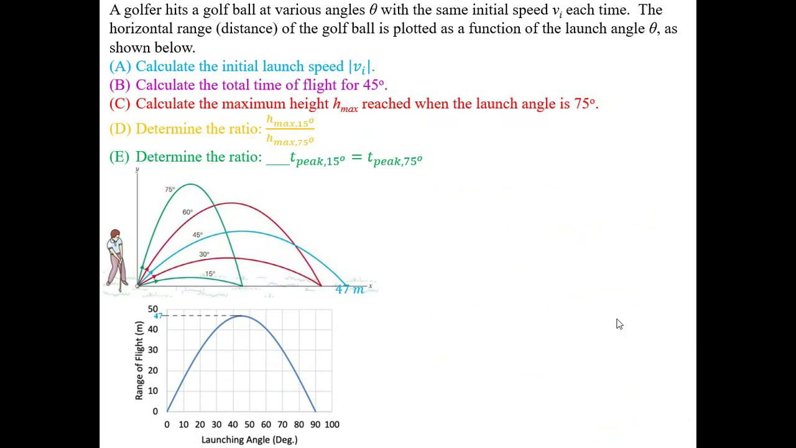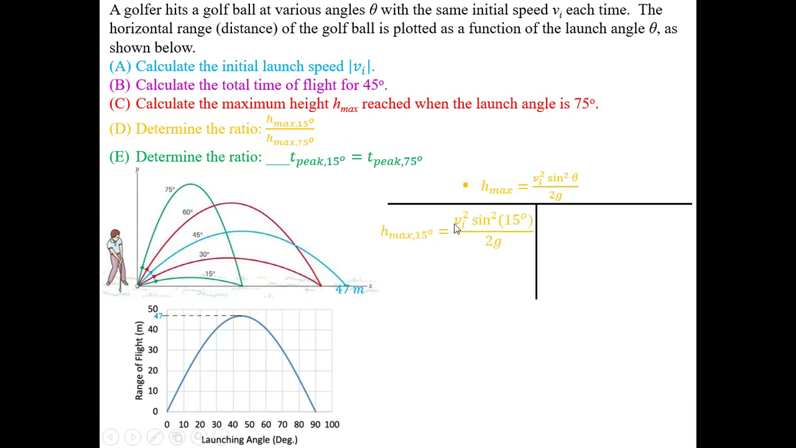Let's do D. D wants us to find the ratio between the maximum height for 15 degrees versus the maximum height at 75 degrees. So here I'm just going to go ahead and use my hmax function. Why? Because the question here asks for the ratio of hmax. So why not start with the hmax function, right? I'm just going to apply this a couple of different times here. So here I'm going to split it up. Here on the left side is for the 15 degrees. Here on the right side is for 75 degrees. Nothing else has changed except for the angle.